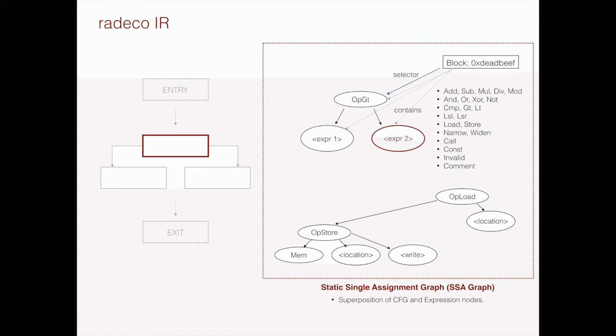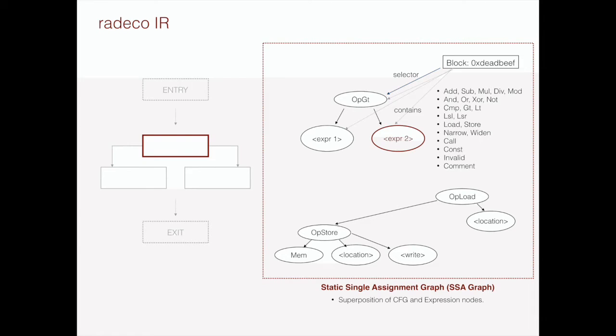So if you zoom into one of these nodes, this is how a typical node would look. You have a block node which has the address of the block, and then we have expression nodes. The list of valid operations is mentioned in the list on the right side. And if you observe closely, there is no conditional operation, like there is no conditional jump or anything like that. So how do we handle this?